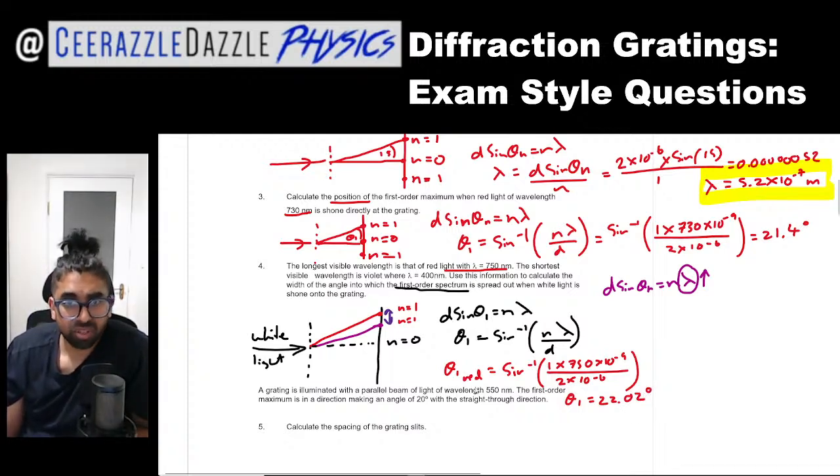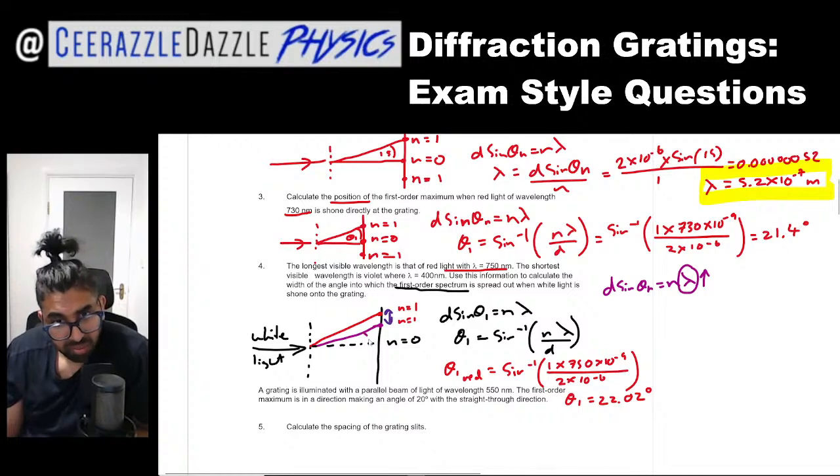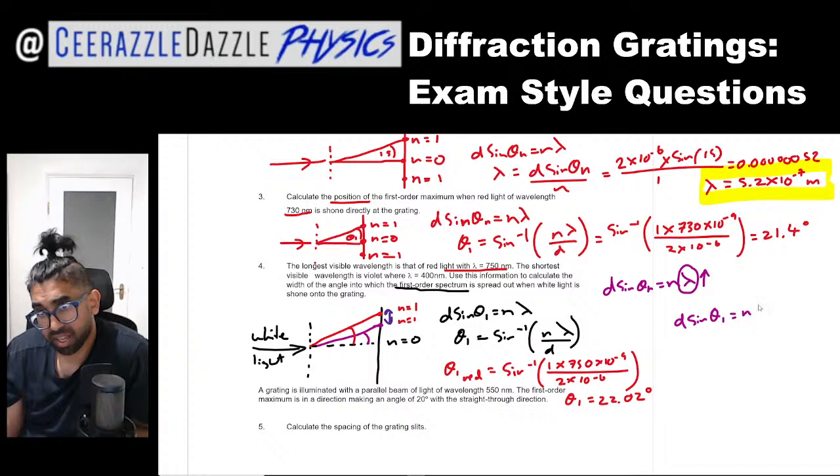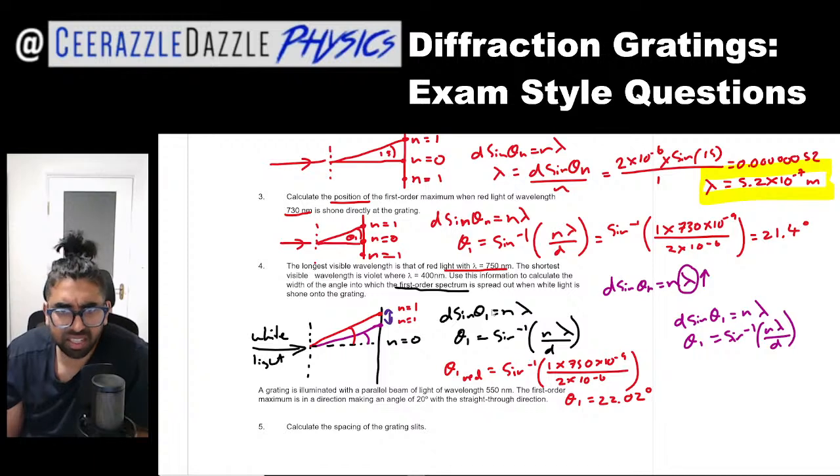Okay, let's do the same thing again. Let's find this one. So let's find it for the violet light now. Originally we found this one, yes. Now we're finding the violet one. So for the violet light, let's find that angle. It's going to be d sine of the angle theta 1 is equal to n lambda. Same formula rearranged, sine inverse of n lambda divided by d. Lambda is now going to be the violet one, 400 nanometers.